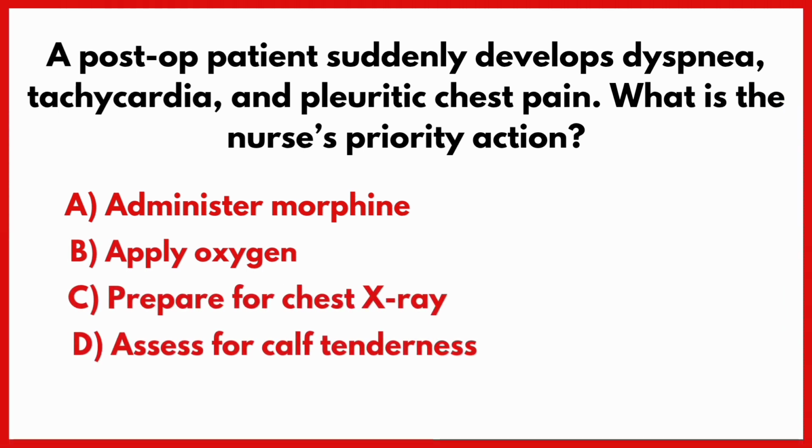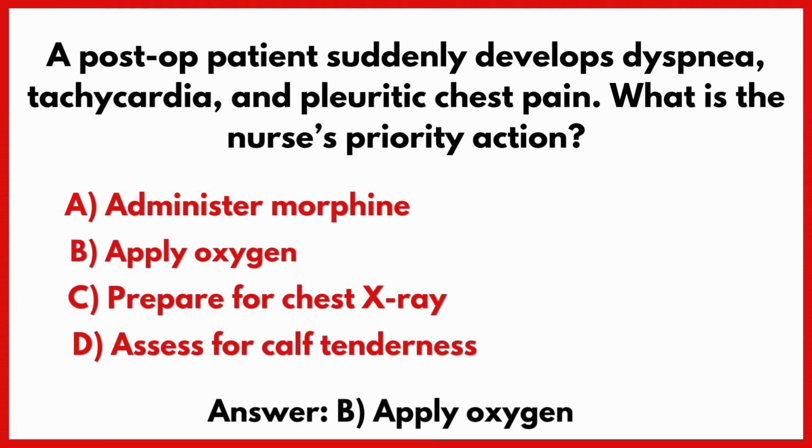A post-op patient suddenly develops dyspnea, tachycardia, and pleuritic chest pain. What is the nurse's priority action? Correct answer is option B.